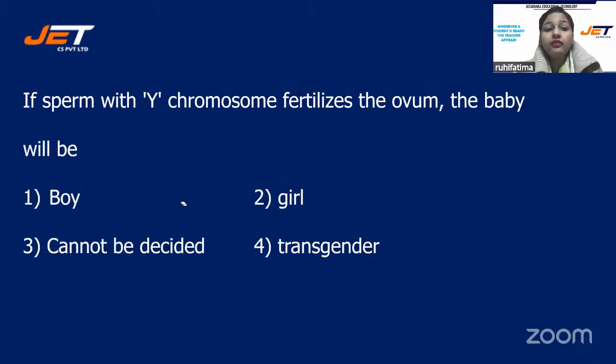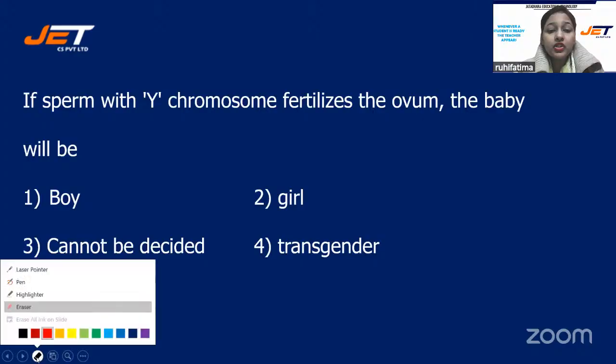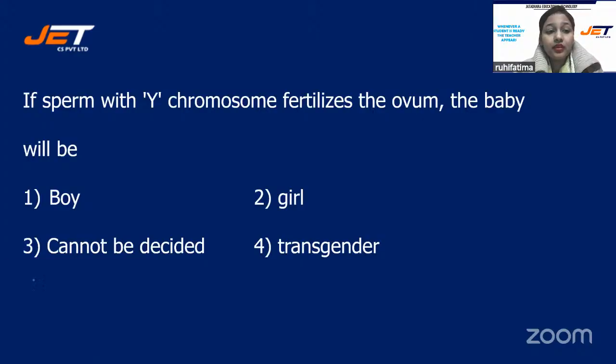Moving ahead. Next question. Similar type of question. Now this one you will do. If a sperm with Y chromosome fertilizes the ovum, the baby will be. And your options are number one, boy, option number two, girl, option number three, cannot be decided, or option number four, transgender? Hurry up, students.